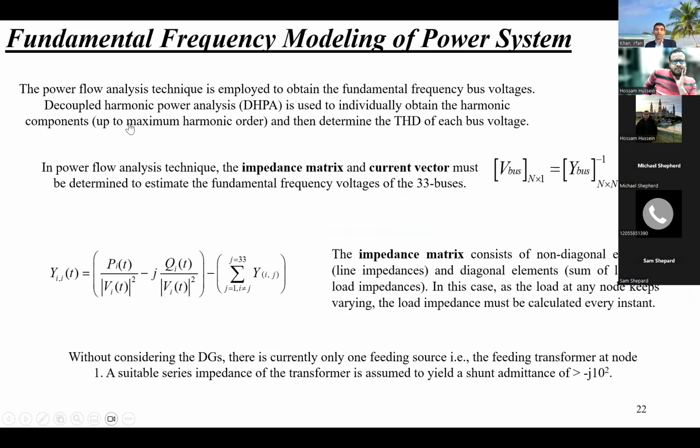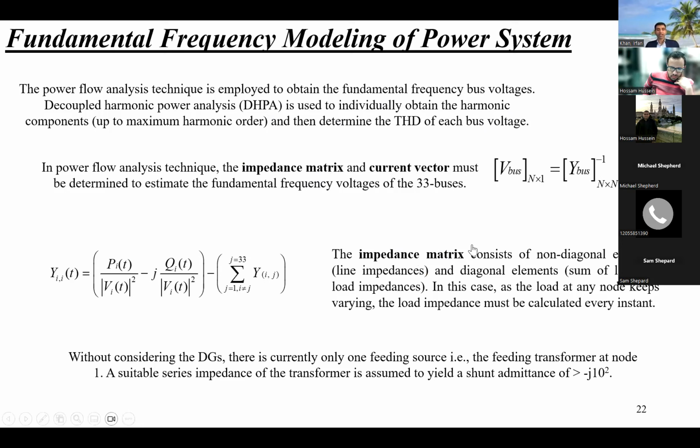So decoupled harmonic power analysis is used to individually obtain the harmonic components. Using the current vector and impedance vector, we calculated the fundamental frequency voltages for all the buses. And then we calculated the admittance matrix. The admittance matrix was derived from the impedance matrix, which consists of diagonal and non-diagonal values. We combine that, and then we calculate our admittance matrix.